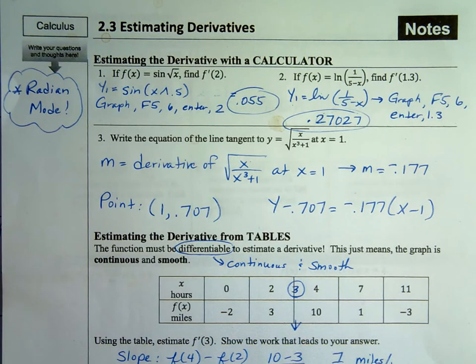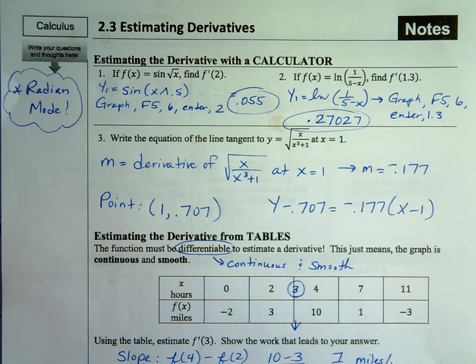Hello kids, here come the notes for sections 2.3 and 2.4. Estimating derivatives is section 2.3 and section 2.4 is differentiability and continuity. So you do need your calculator. We're going to be working with that quite a bit in this section 2.3.